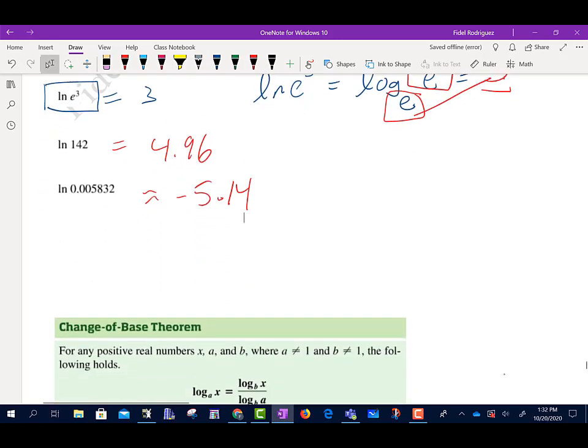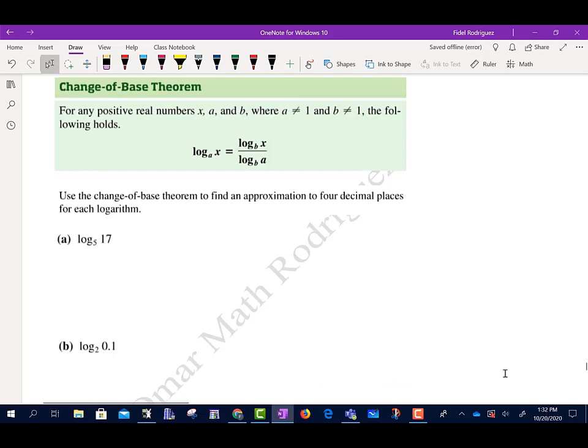All right, so let me keep scrolling down here. All right, so here we have the change of base theorem. Change of base theorem says for any positive real numbers x, a, and b, where a is not 1 and b is not 1, the following holds. Okay, so here's my change of base theorem. It says the log base a of x is going to be equal to the log base b of x, so we're going to introduce a new base, divided by the log base b of a.